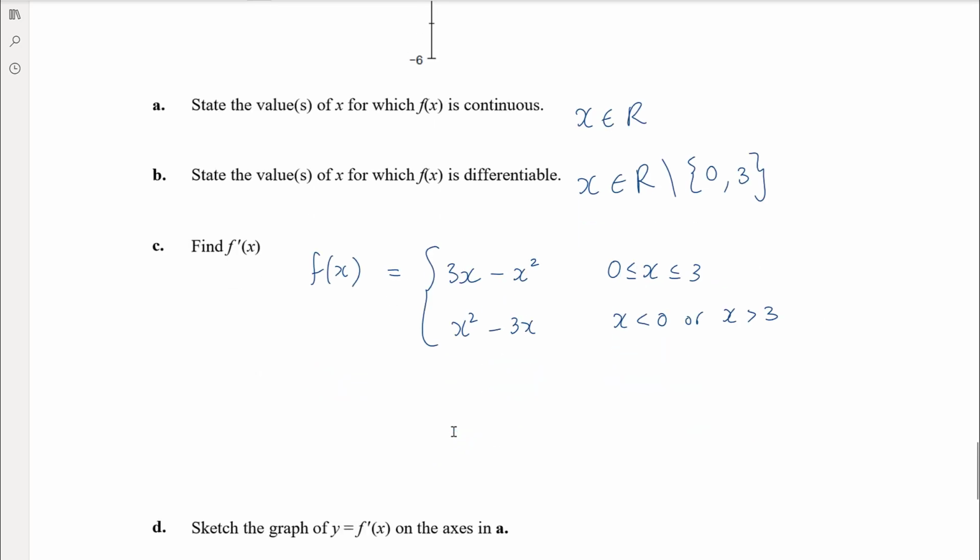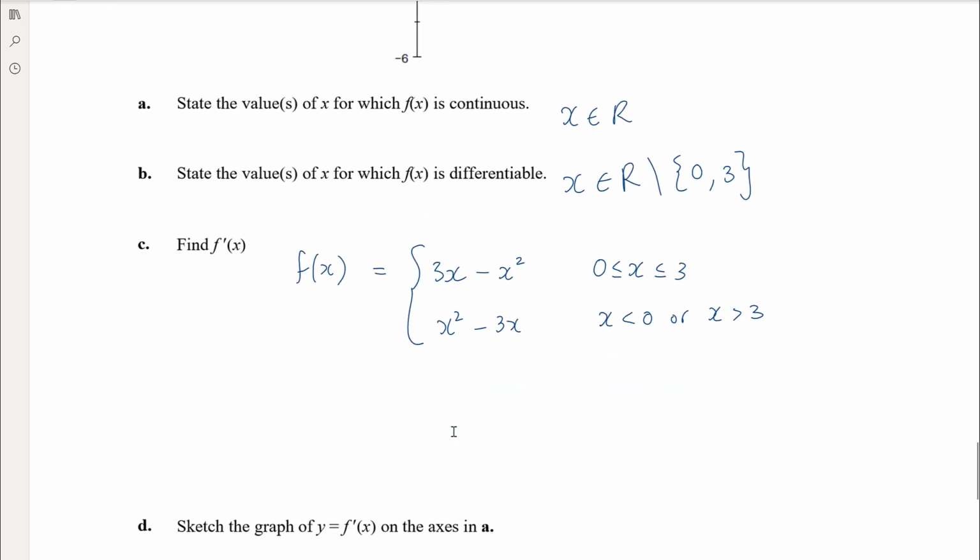Okay, so the derivative is going to be, so we can differentiate this. Now, I'm going to do the derivatives by rule in the next video, but I suspect that most of you recall well enough your patterns of differentiation from last year to know that for 3x minus x squared, the derivative is 3 minus 2x. And here the derivative will be 2x minus 3.